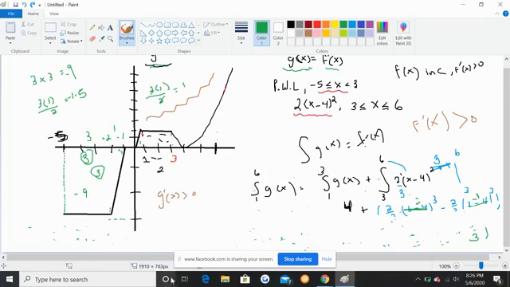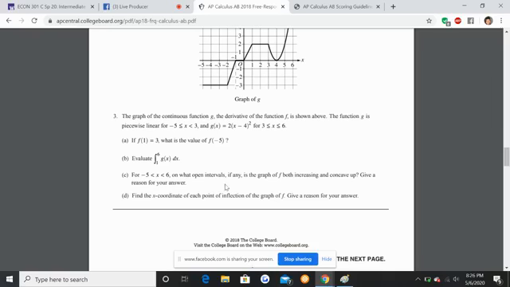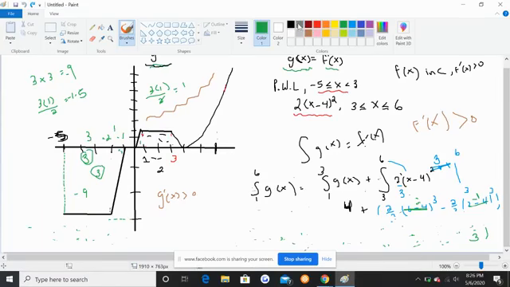And now the final question is, find the x-coordinate of each point of inflection on the graph of f. Give a reason for your answer. A point of inflection, this is easy. A point of inflection of a function is where the second derivative, so f double prime of x, changes from negative to positive, or from positive to negative, right?